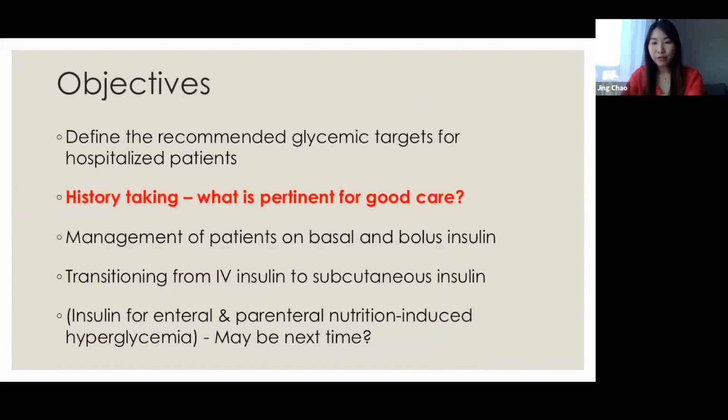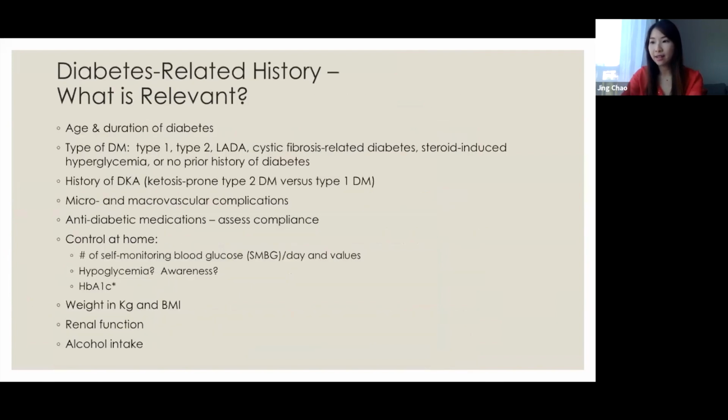All right, so let's move on to history taking. This slide presents the history items in the usual order that we write our H&P. The first one that I have up here is age. If the patient is very young and non-obese, this patient is likely to have type 1 diabetes or LADA, standing for latent autoimmune diabetes of adults.